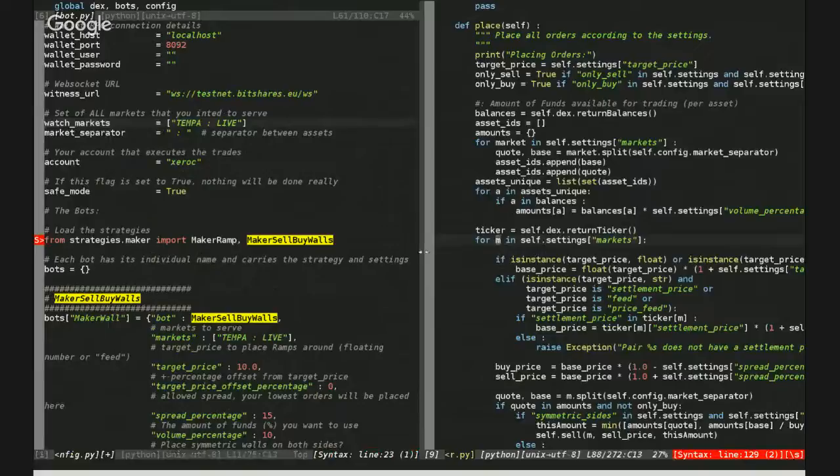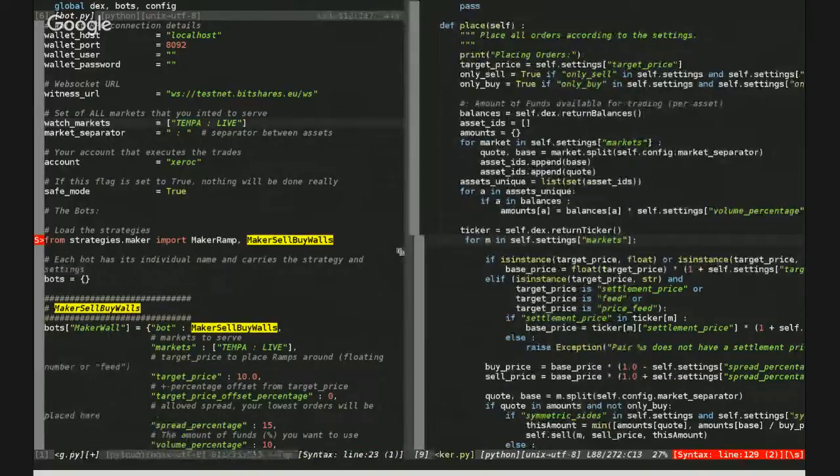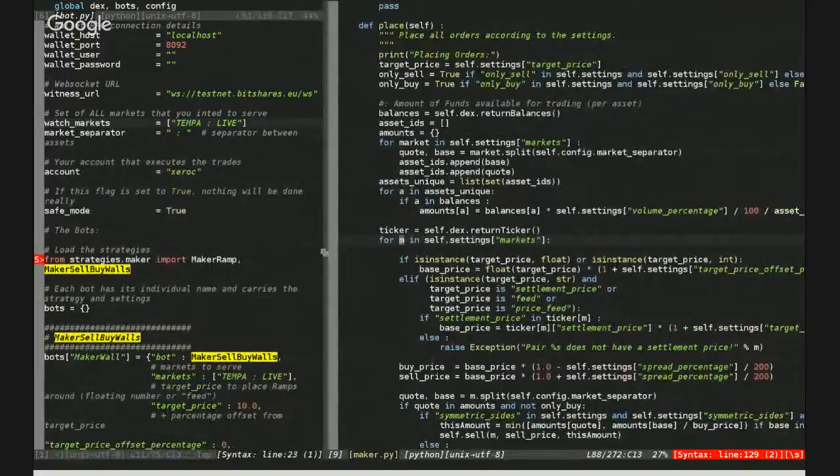So we can take a look over here, for M in markets. Okay, this is for M in self-settings market. So this is self-settings markets, and this is watch markets. It's a difference because one configuration file could deal with multiple markets.